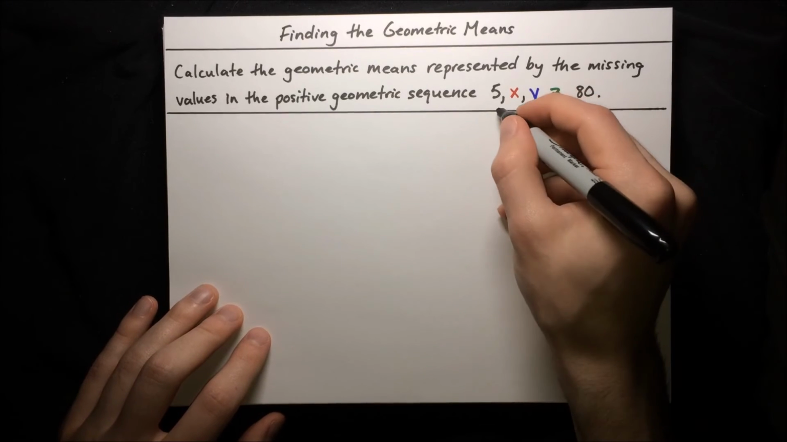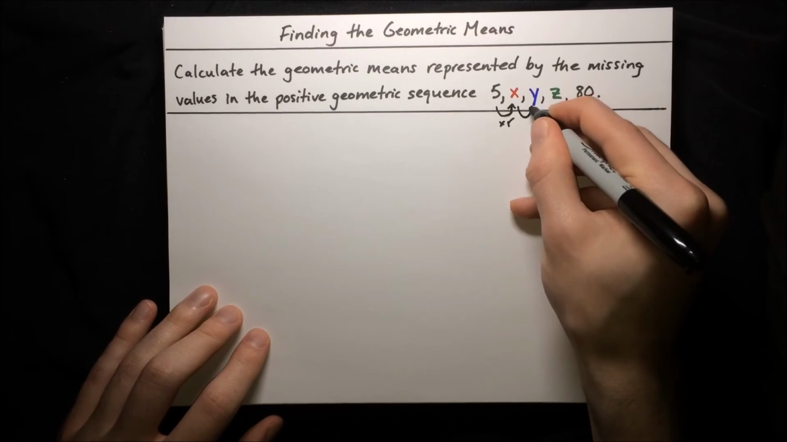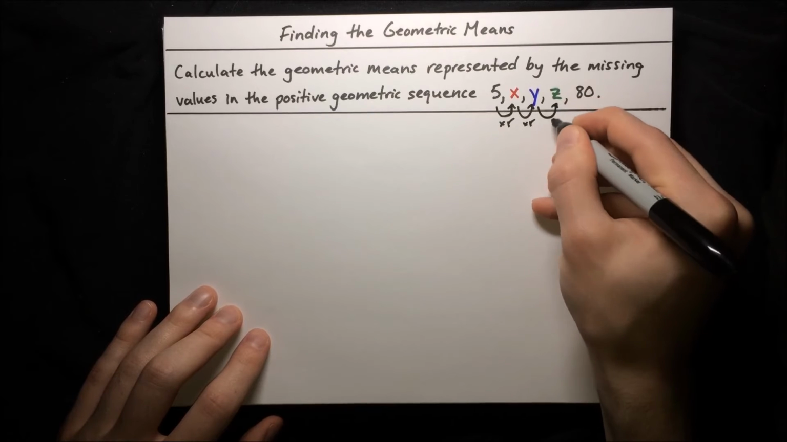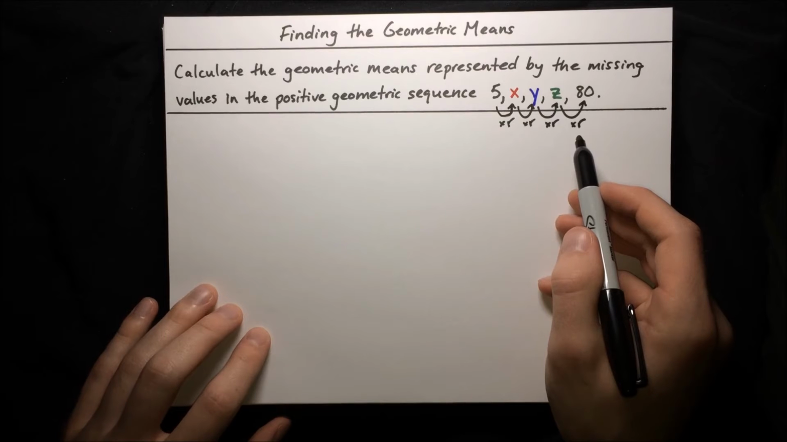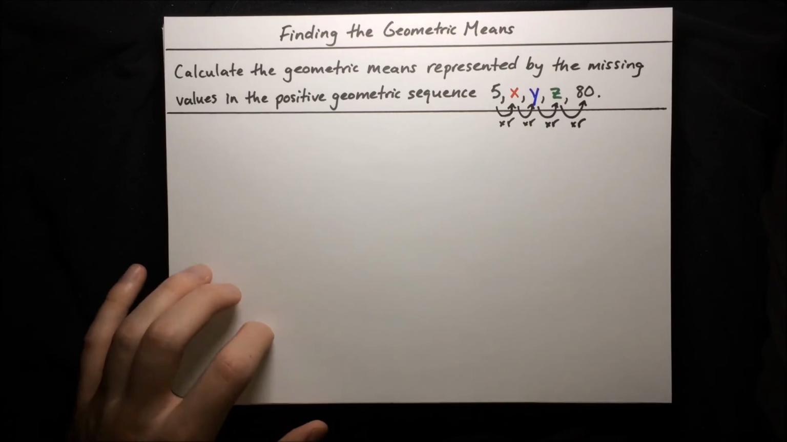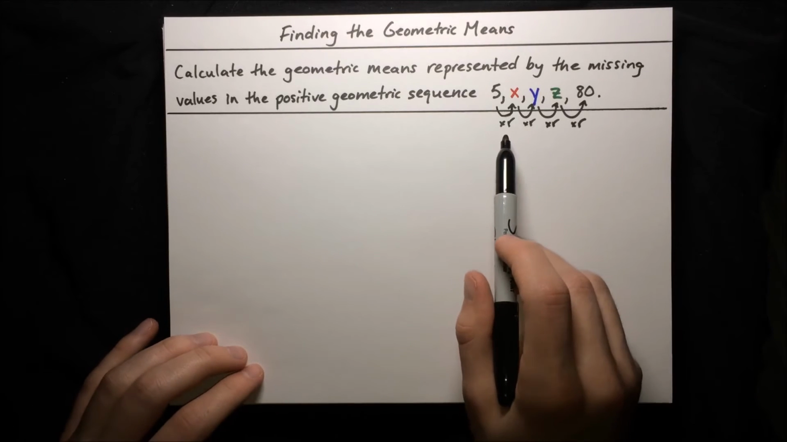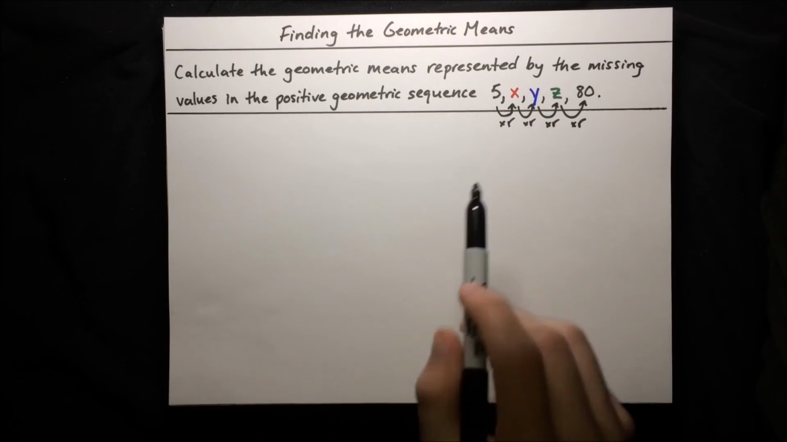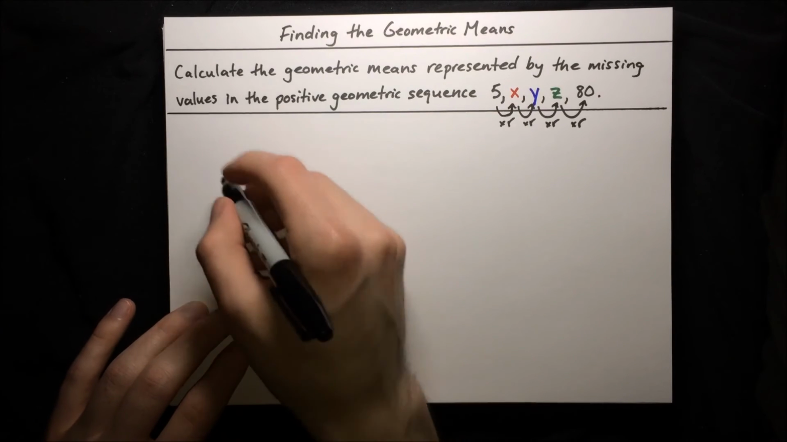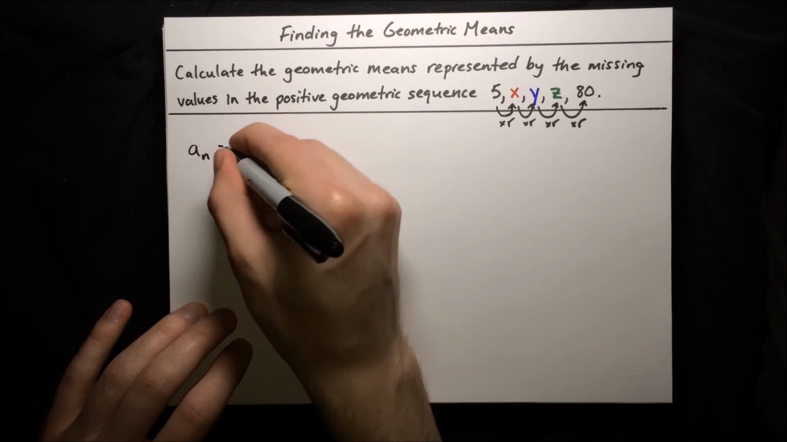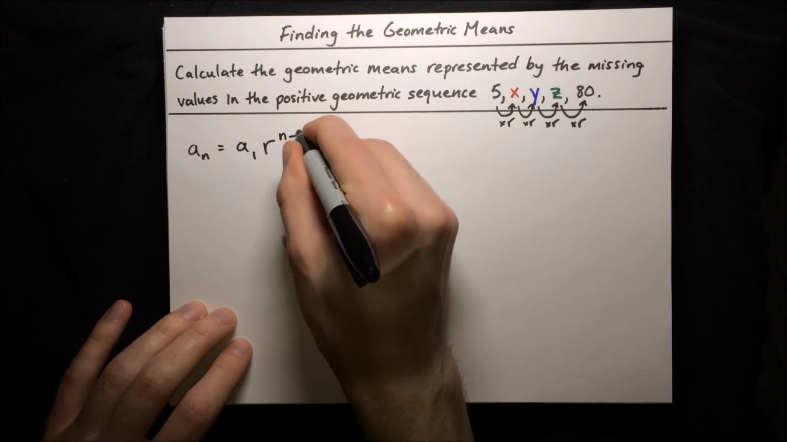Well, again, we know we're just multiplying by a common ratio every time, times r, and then times r, and then times r, and then times r again. So how can we figure out what x, y, and z are? Well, it's easy if we can figure out what r is, so how do we figure out what r is? To figure out what r is, why don't we use the formula for the nth term of a geometric series? Remember, the formula is just an is equal to a1, the first term, times r to the n minus 1.